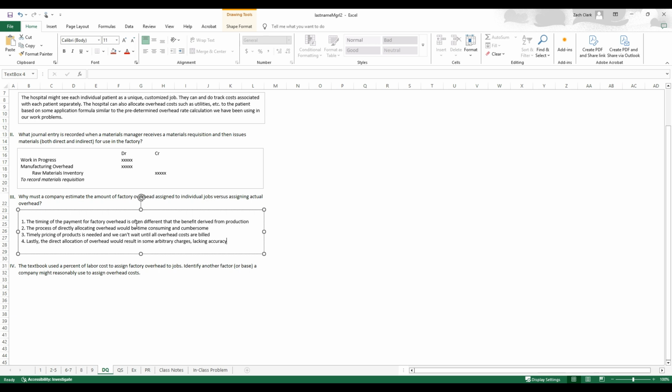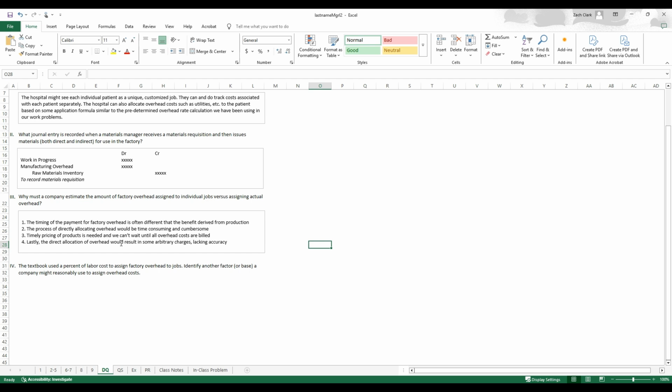If you have to hire a whole other person just to do this process, it's probably not worth it, right? That's the whole thing: how can we do this in a way that makes sense without having to incur a lot of significant additional costs? Because when things are time consuming and cumbersome in a business environment, that means they're expensive as well. So you have to look at it from a cost benefit perspective, and that lends itself to the use of a method like the predetermined overhead rate.